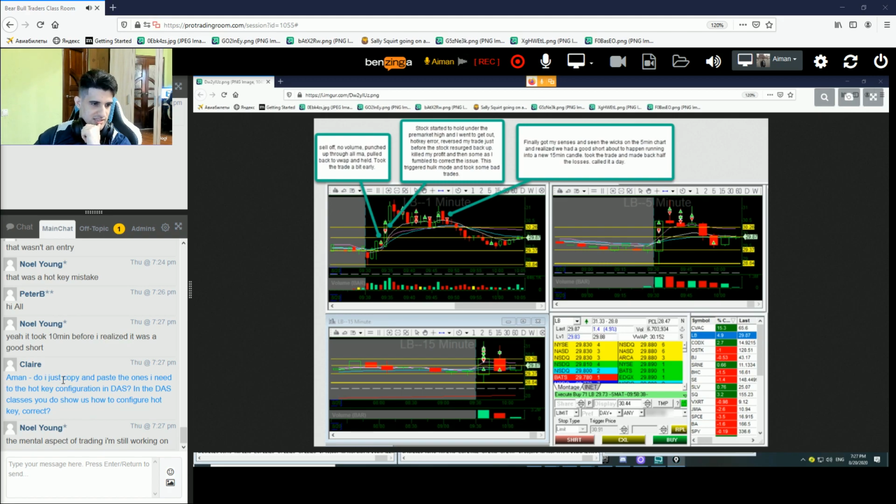Yeah, exactly, Claire. Just copy and paste them in the hotkey configuration in DAS if you are using the simulator. If you use CMEG and you want the discounted commissions, you might want to change some stuff in the route to LAMP or something like that. I don't use CMEG, so I can't help you with that. But if you want to use the DAS demo, just copy paste them. Interactive Brokers, same thing, just copy paste them.